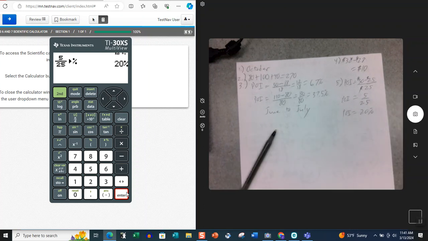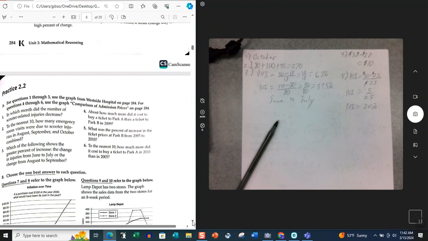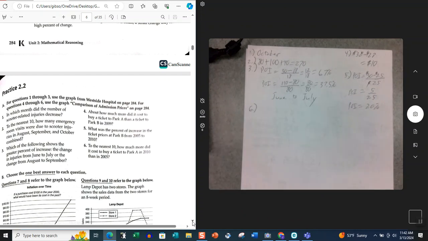Now, of course, because you're reading these charts, yours may be off a little bit. It may be a little higher or a little lower than 20%. But unless it's a multiple choice question, I'm not really going to take off for that as long as it's within a reasonable amount of what the original answer is.